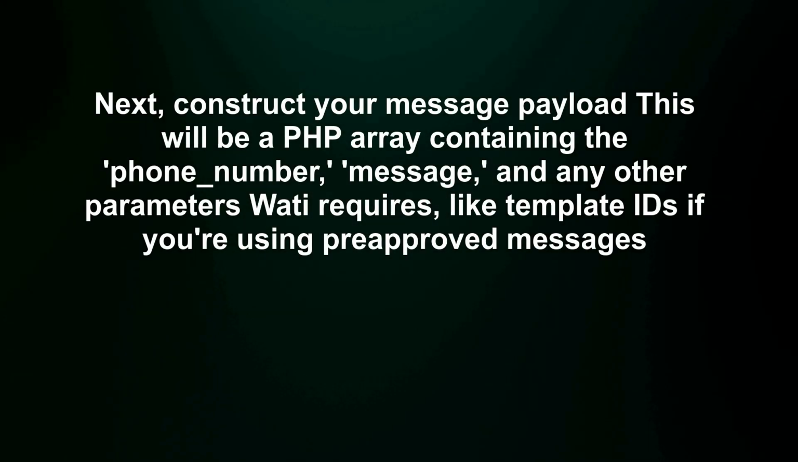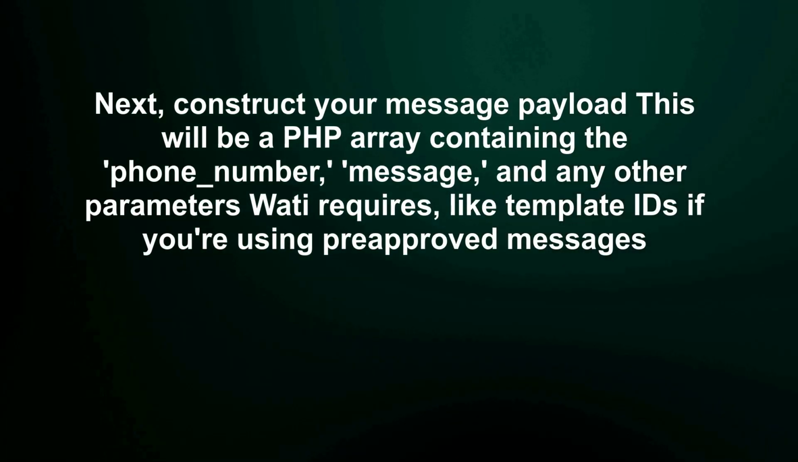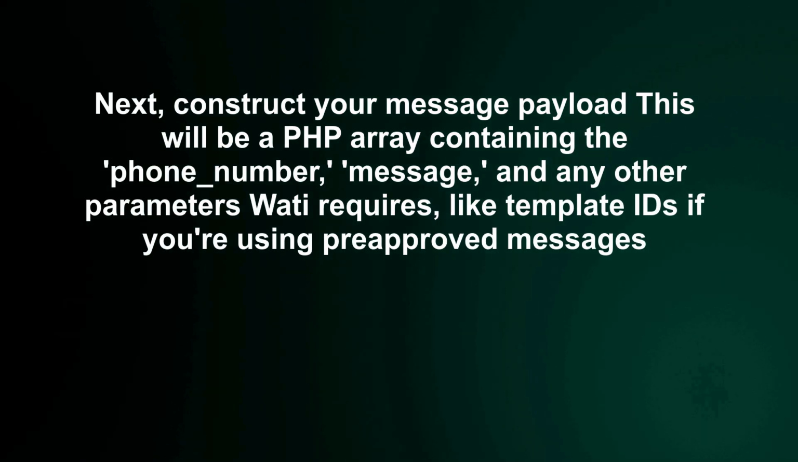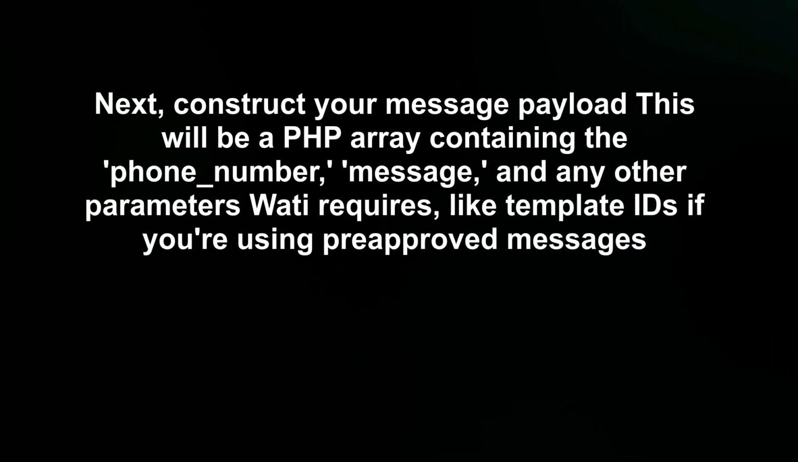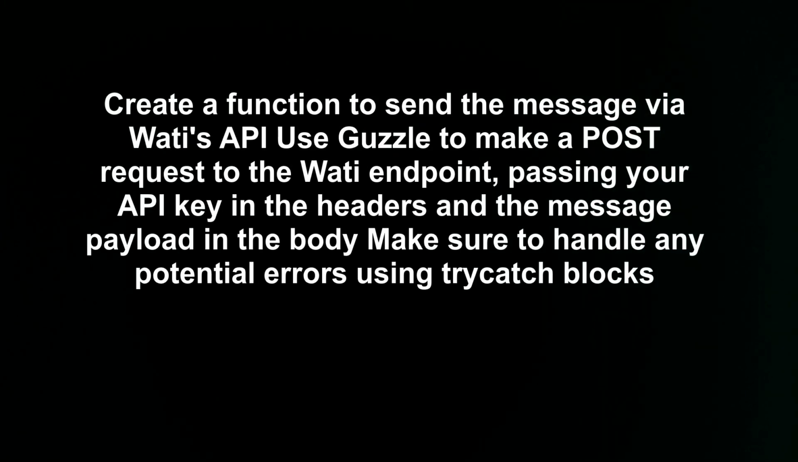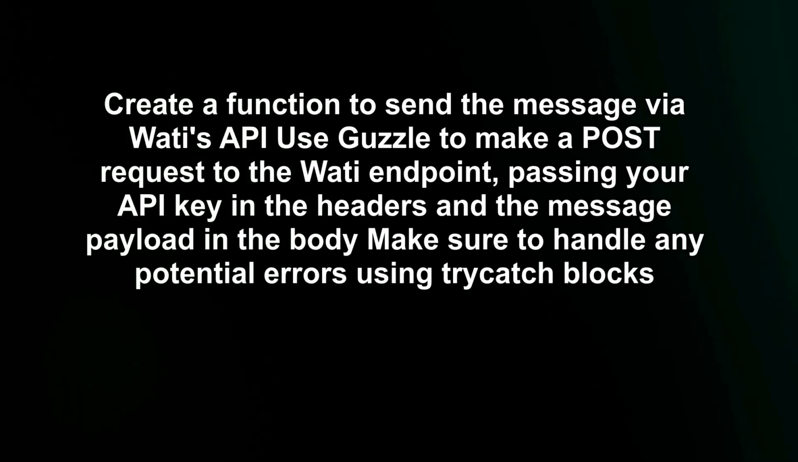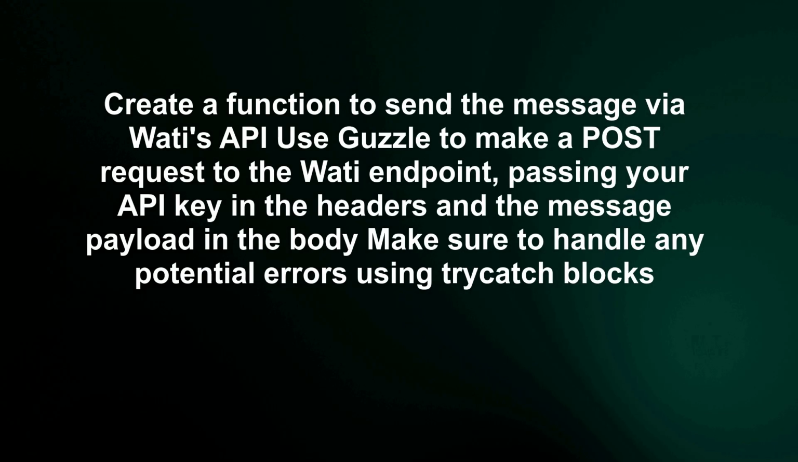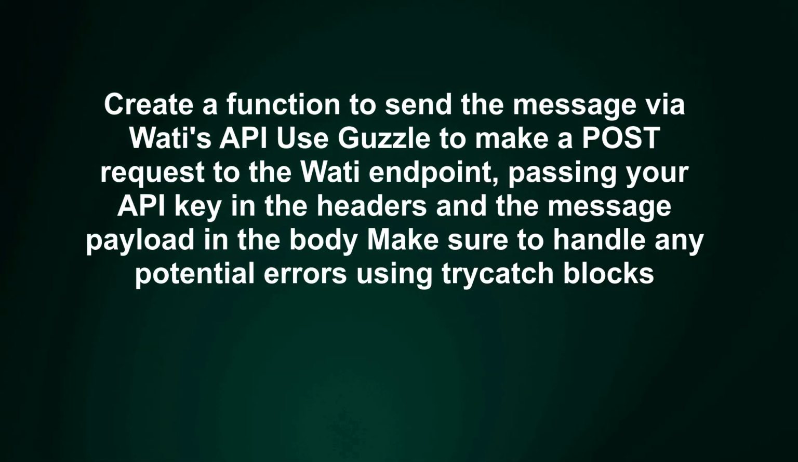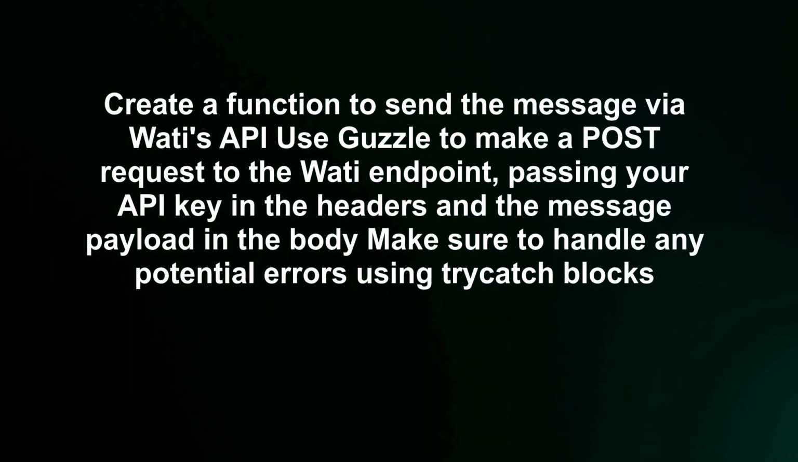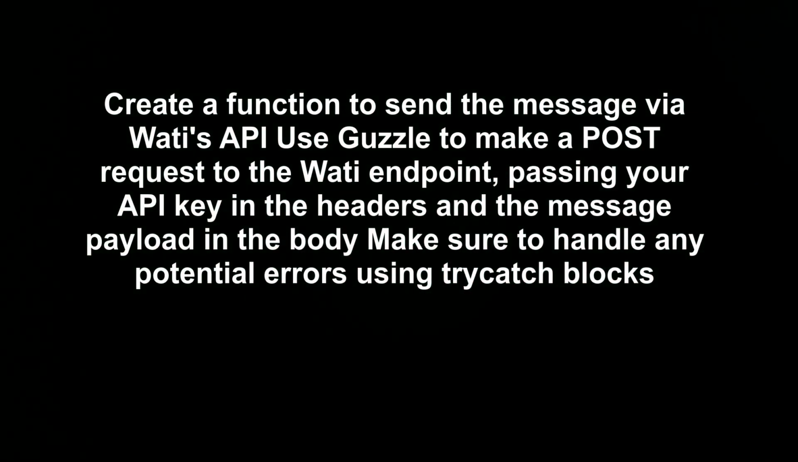This will be a PHP array containing the phone_number, message, and any other parameters Wati requires, like template IDs if you're using pre-approved messages. Create a function to send the message via Wati's API. Use Guzzle to make a POST request to the Wati endpoint, passing your API key in the headers and the message payload in the body. Make sure to handle any potential errors using try-catch blocks.